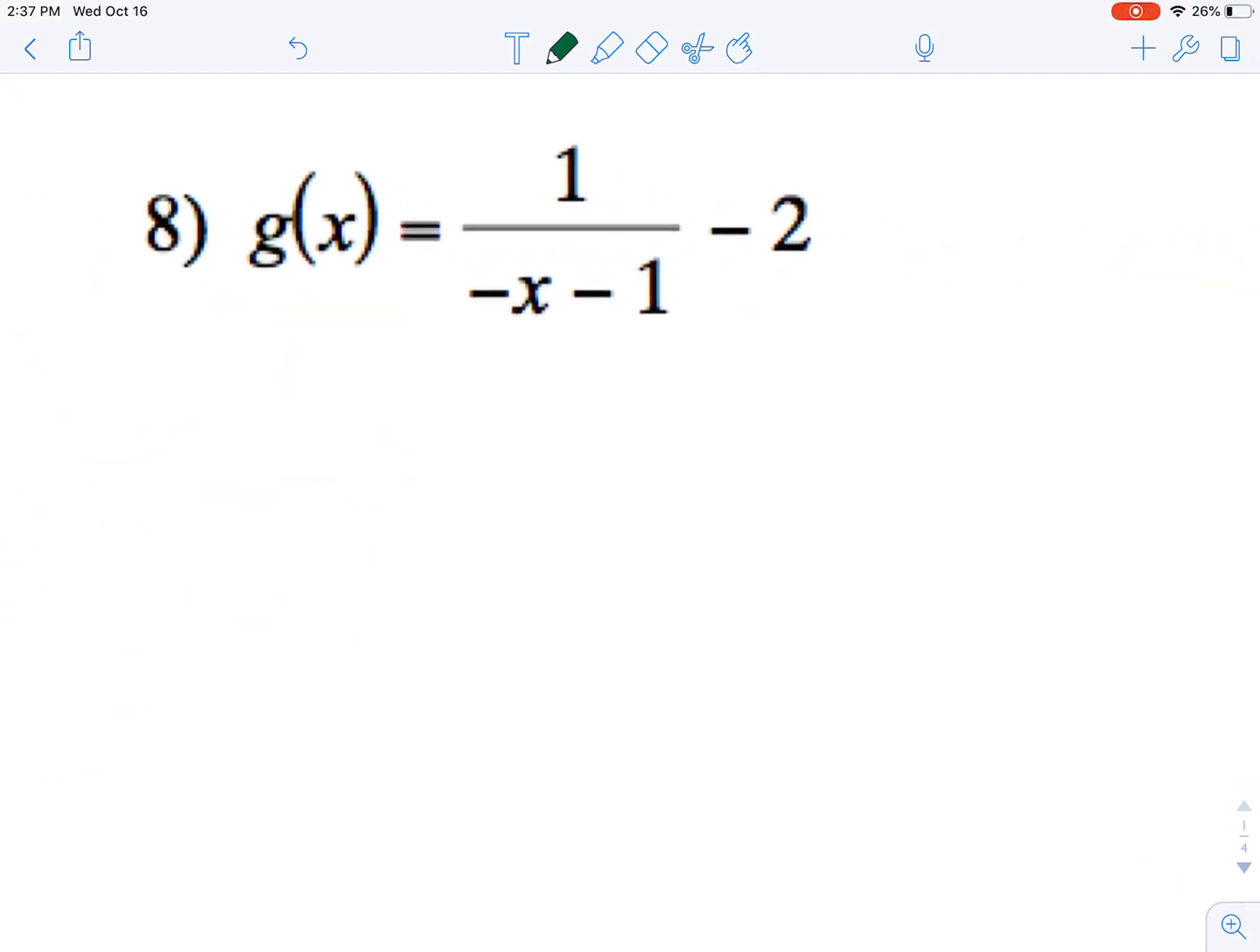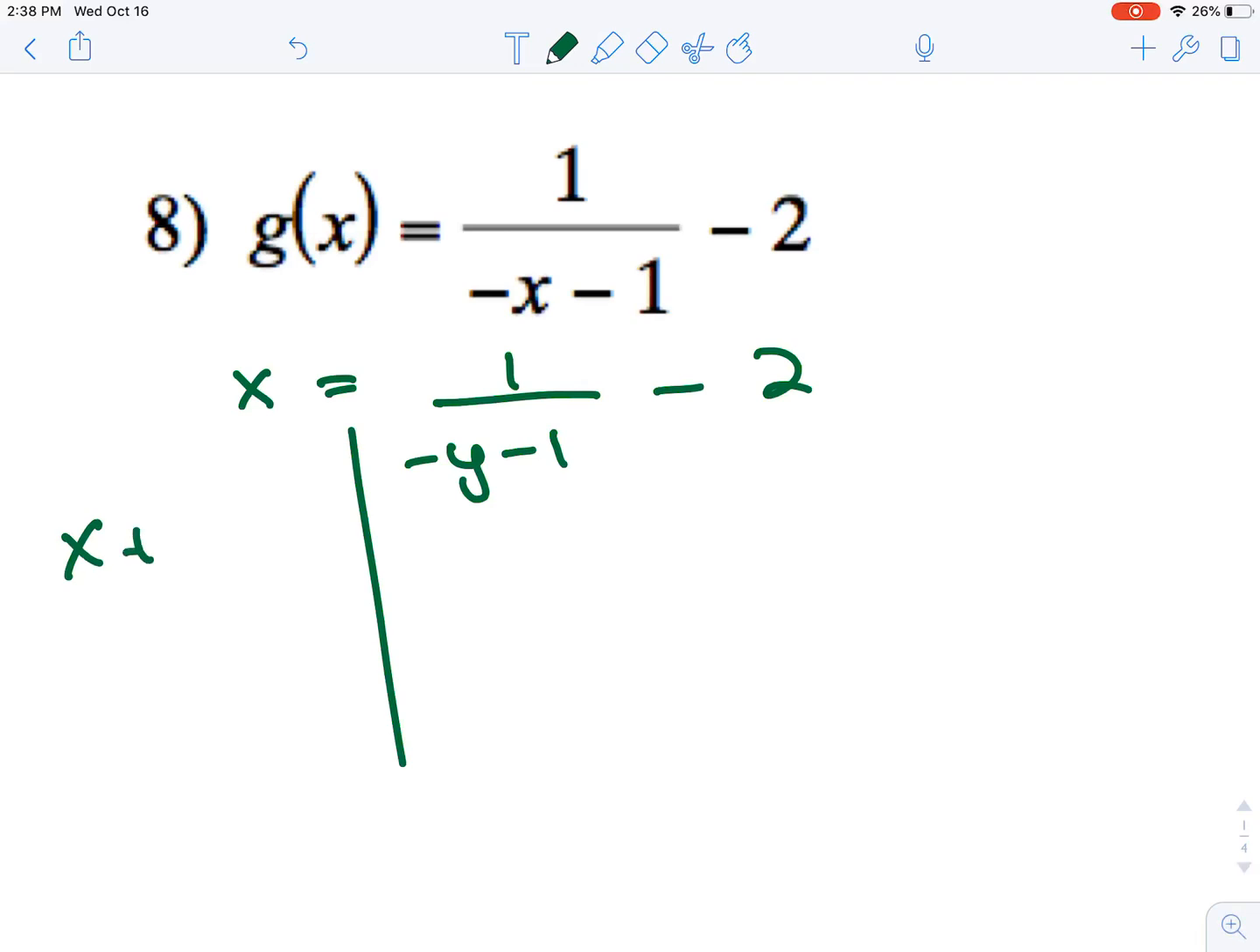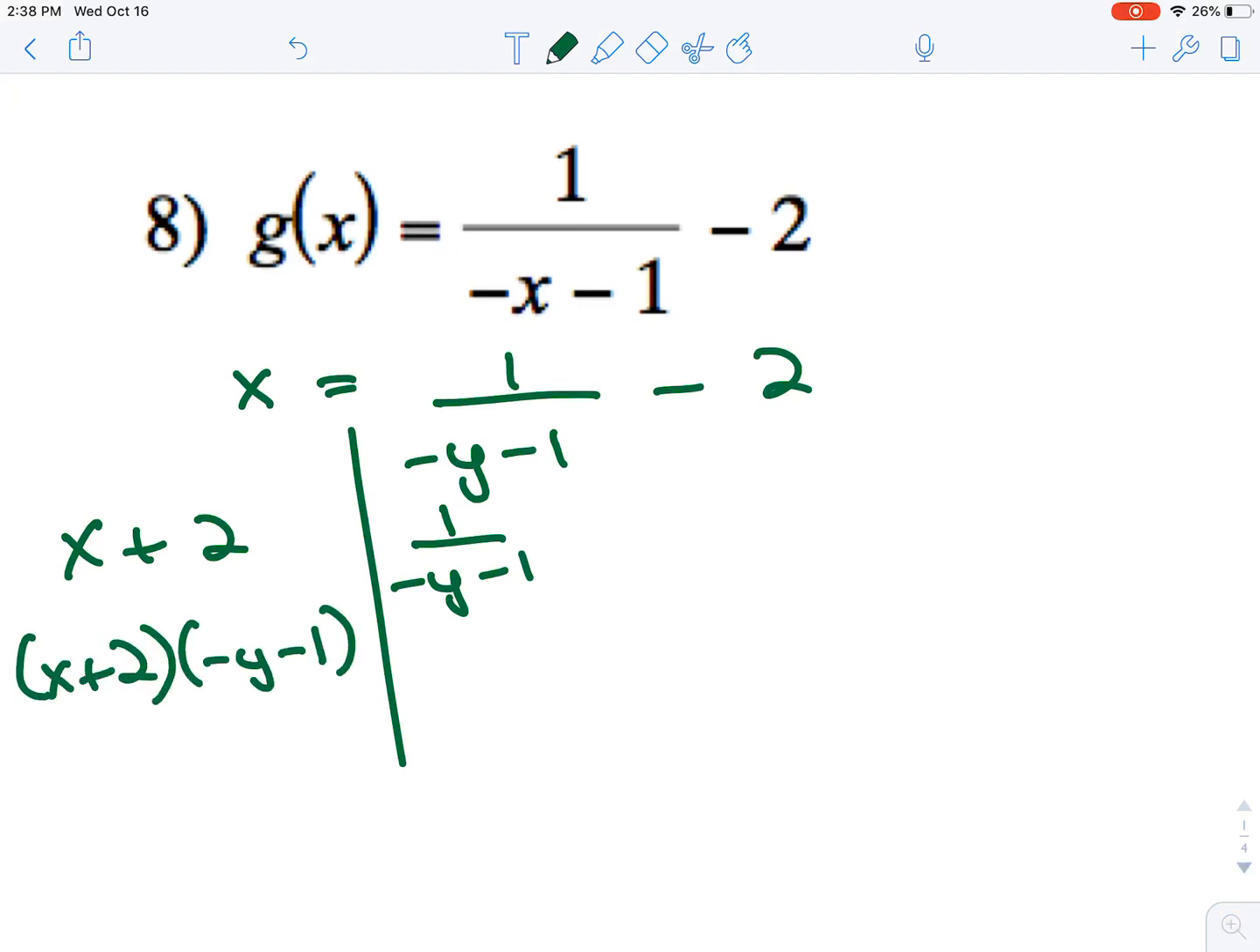Okay, number 8, the toughest one on the page. I'm going to have x is equal to 1 over negative y minus 1, minus 2. Let's solve this thing for y. Add 2. You'll notice I just do one step at a time. Now I need to multiply by my ugly denominator of negative y minus 1. And I'm going to have x plus 2 times negative y minus 1 is equal to 1.